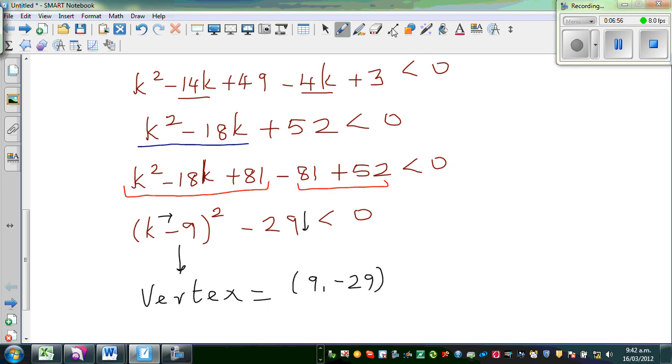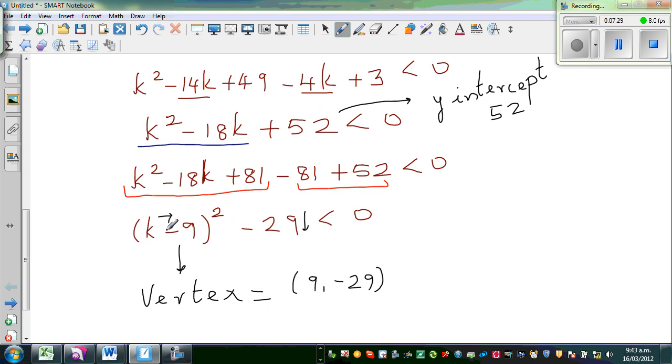Let me first graph this. From this form I can say directly that the y-intercept is when x, or k, is equal to 0. You can replace x by k. So your y-intercept would be 52. Just by looking at this, I can say that the y-intercept is 52, and this is the vertex form.